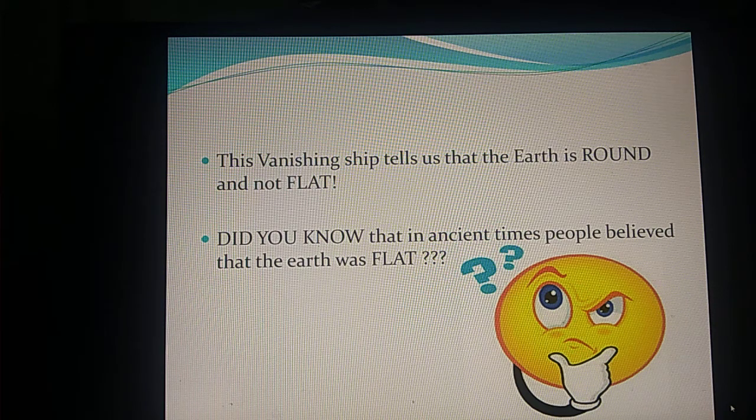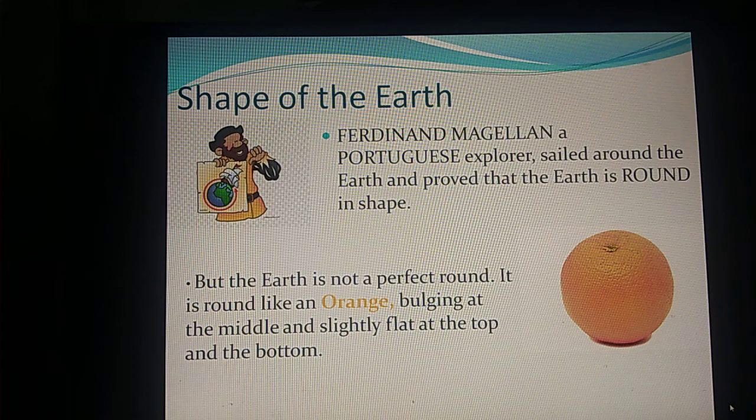Did you know that in ancient times people actually believed that the earth was flat? And who proved that it was not? So there was this Portuguese explorer called Ferdinand Magellan, who sailed around the earth and proved that the earth is round in shape. But the earth is not a perfect round shape. It is round like an orange, bulging at the middle and slightly flat at the top and the bottom. So that is the shape of the earth. And it was Ferdinand Magellan, a Portuguese explorer, who proved that the shape is round.